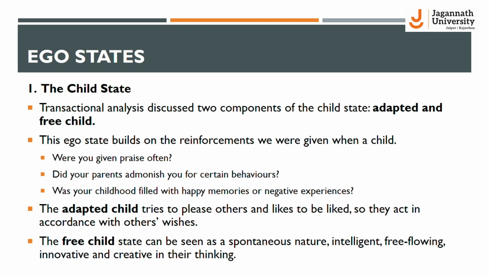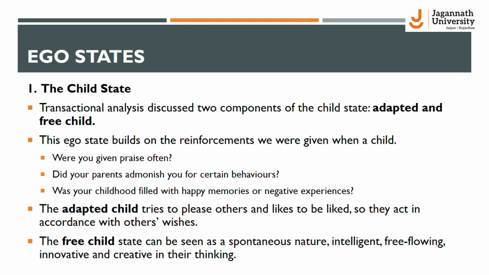The child state in transactional analysis has two components, that is, adapted and free child. This ego state builds on the reinforcements we were given when we were a child. Were you given praise often? Did your parents admonish you for certain behaviors? Was your childhood filled with happy memories or negative experiences? So these are the different reinforcements given to every child.